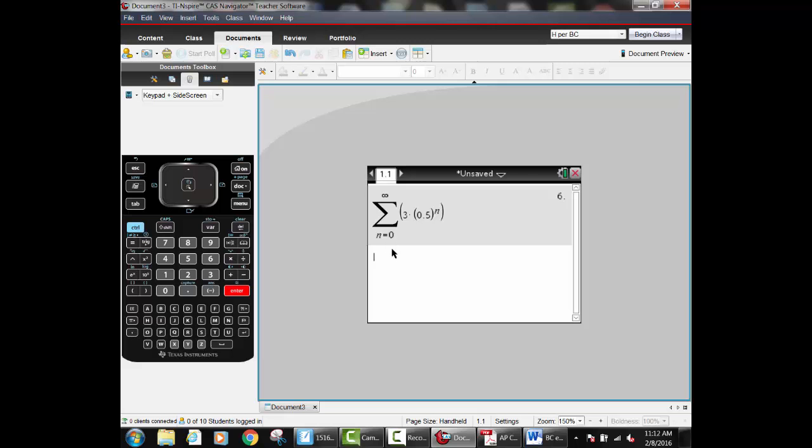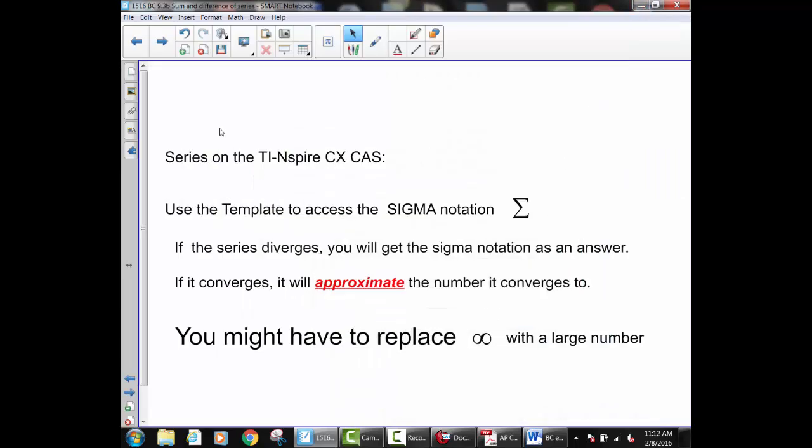Now, let's do the same idea, but I'm going to change this to 1.5, making the common ratio bigger than 1, and it'll diverge. So you'll either get infinity. As I said, sometimes you'll just get the thing back again. If that's the case, replace that infinity by a very large number.